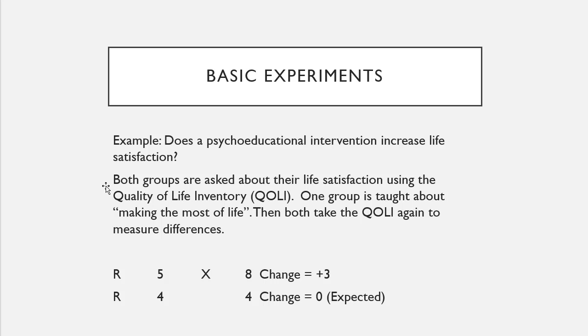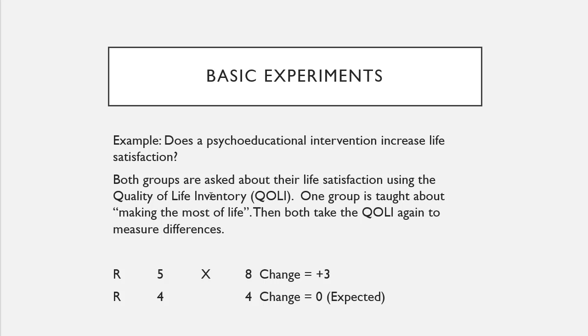We have two groups of people. One group is going to be taught about making the most of life, which is kind of this intervention that we're going to subject them to. So maybe we can simply teach a group how to experience life differently and how to make the most of life. And that might increase their quality of life.